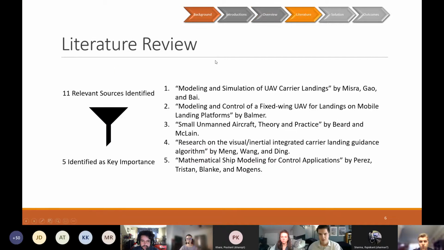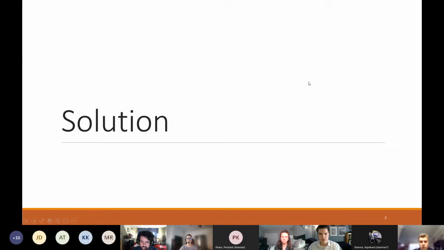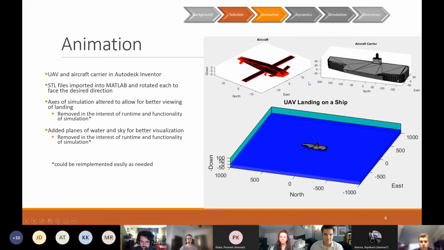Here's some of the literature we covered. A lot of this was used in our dynamics models. And now I'll hand it over to Lindsay to start detailing the animation.